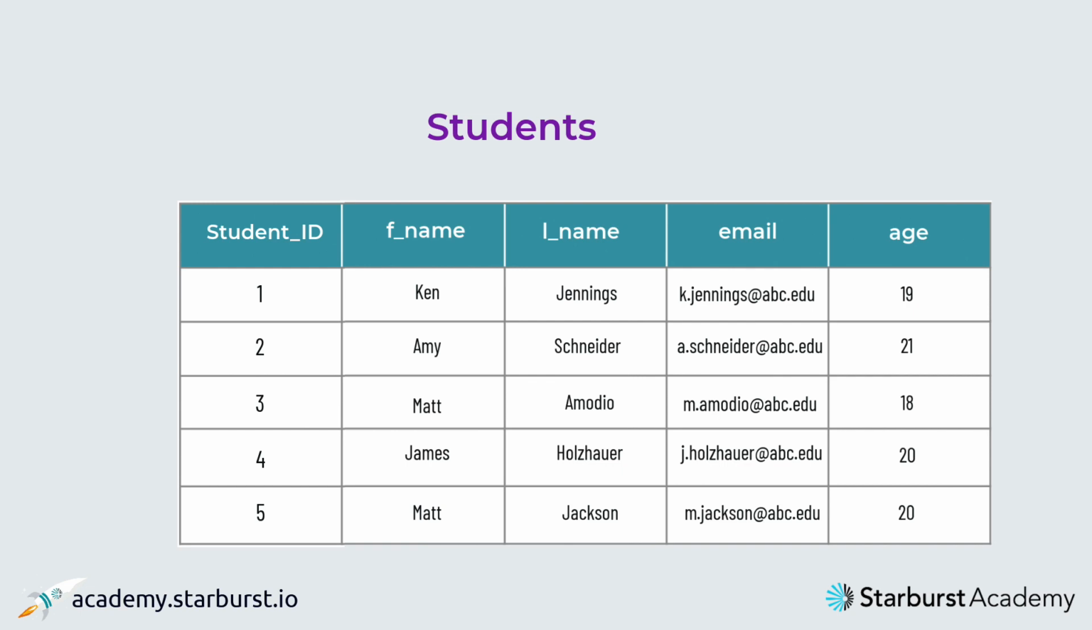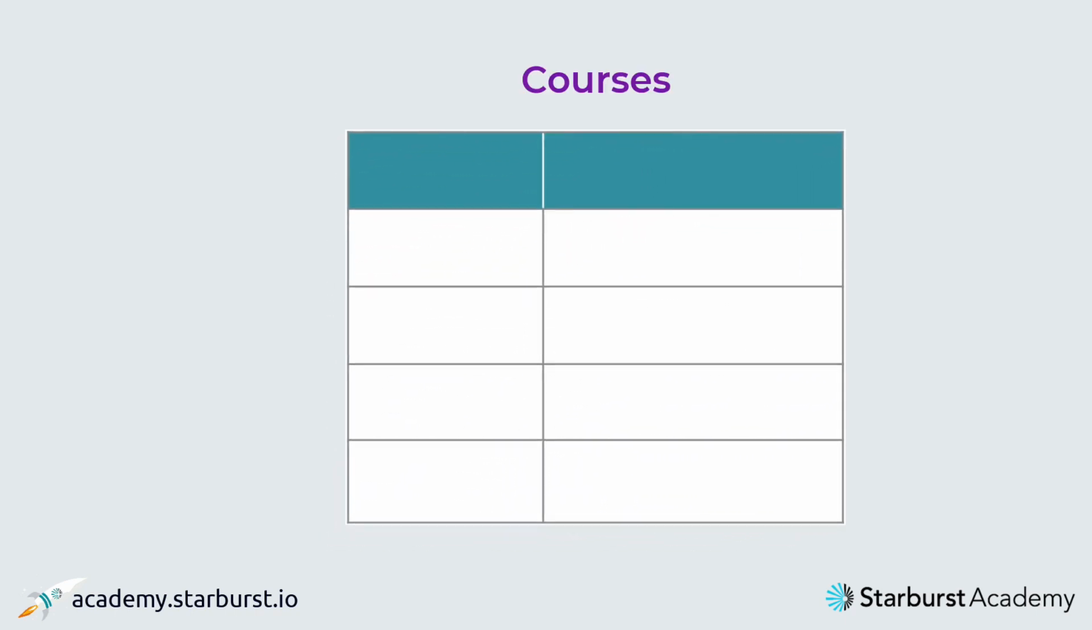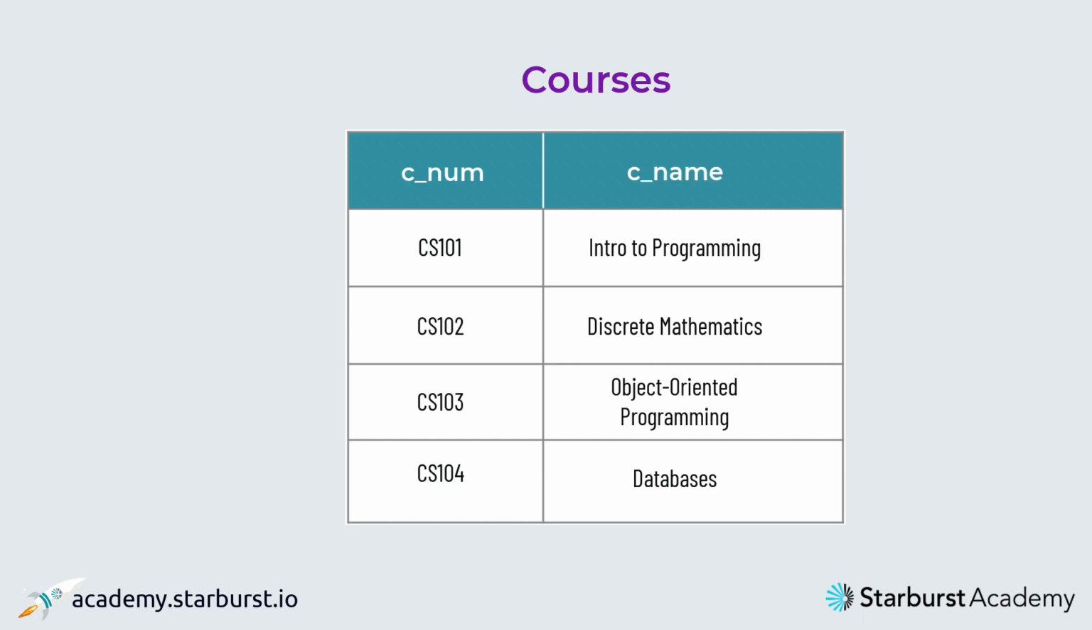You could argue that a student's first and last name together would work as a unique identifier, but there is still the chance that two students can have identical first and last names. There is also the possibility that a student's name changes, whereas the student ID will not. Now that we've got the student table situated, let's create a table to store the course information. The columns for this table will be course number and course name.